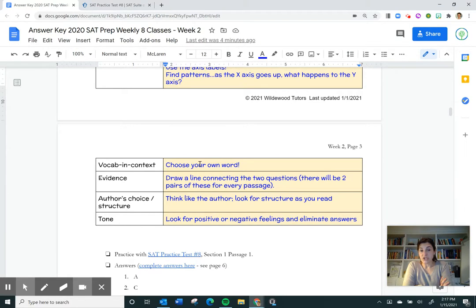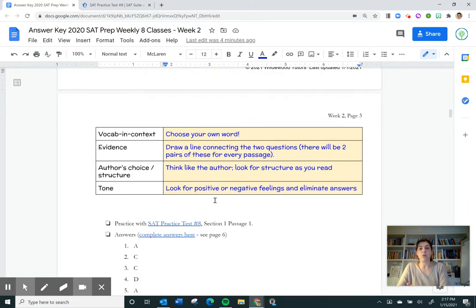Last two types of questions you're going to see. Author's choice or structure questions. If you are in an AP language and composition class, you might call this type of question rhetorical analysis. If you don't know what that means, don't even worry about it. These are the types of questions that ask you, why is the author doing something, right? What is the purpose of the repetition of this word in lines 5 through 6, right?